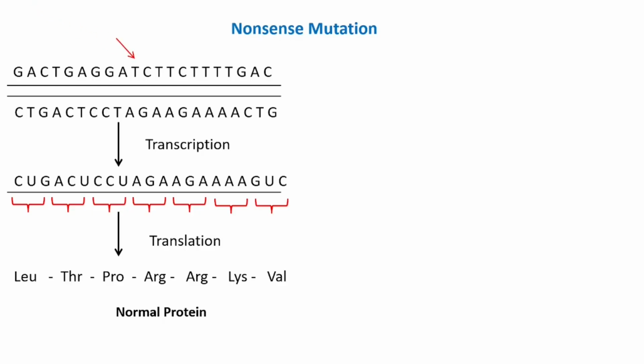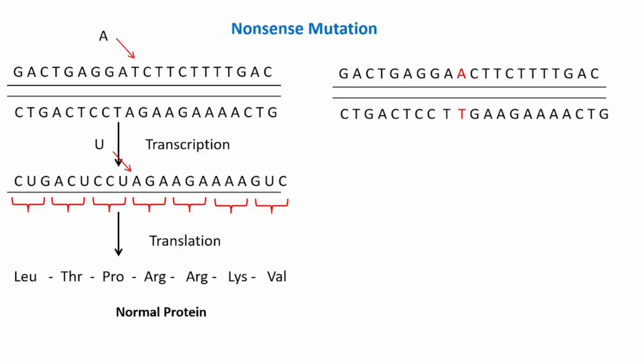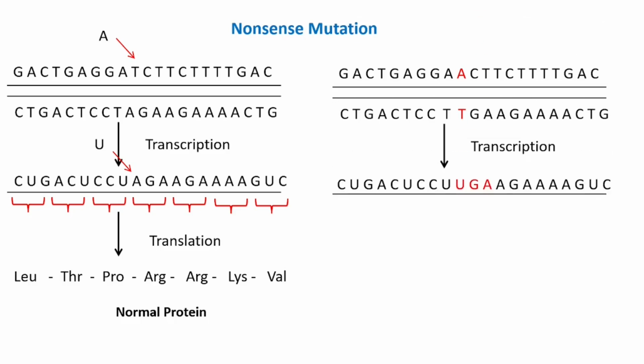If the 10th nucleotide T is substituted by A, then in the mRNA, A is substituted by U. The mutated gene will look like this, which on transcription will give rise to an mRNA where the fourth codon is UGA instead of AGA. I have again highlighted UGA in red color. Thus, the sense codon AGA coding for arginine is converted into a stop codon UGA.